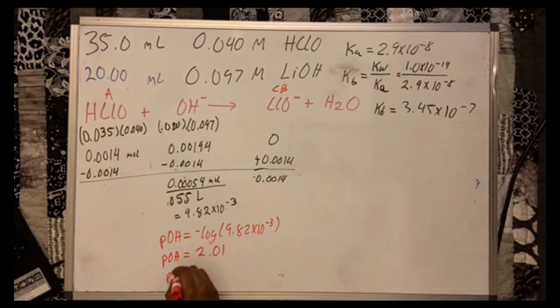2.01 is the pOH, so the pH is what? 14 minus that, so like 12-ish. 11.99. Bam, better. Better is because it's right? Got a little excited.